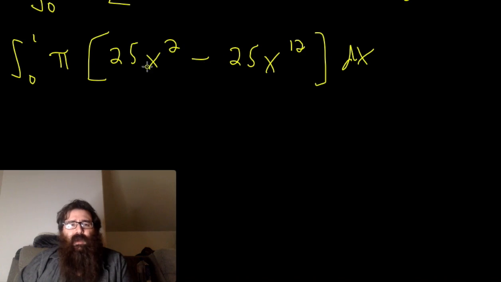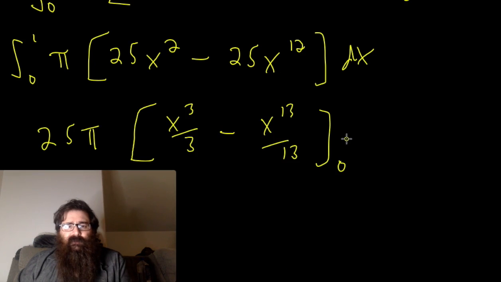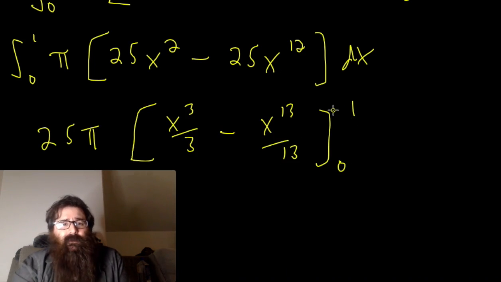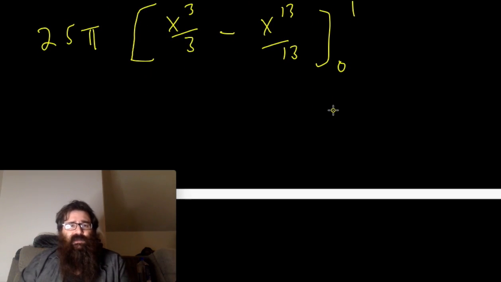I would factor out the common 25 and say 25 pi, and then I would integrate the power terms. If I integrate x squared, gives me x cubed over 3, minus, if I integrate x to the 12th, I get x to the 13 over 13, and that is from 0 to 1. Just using the power rule there to integrate. And then I can go ahead and work through the evaluation.